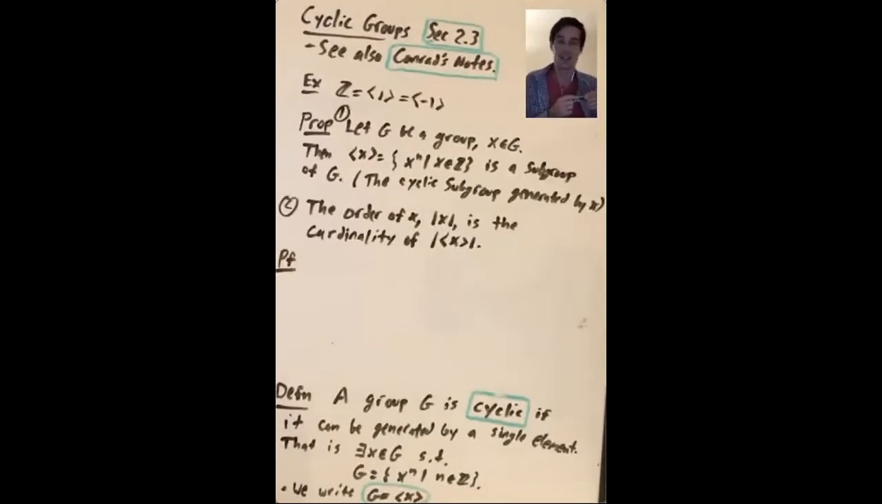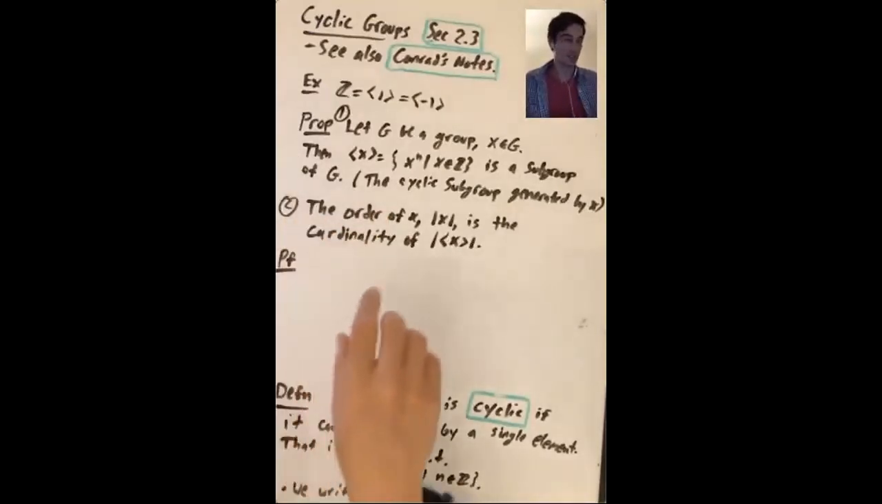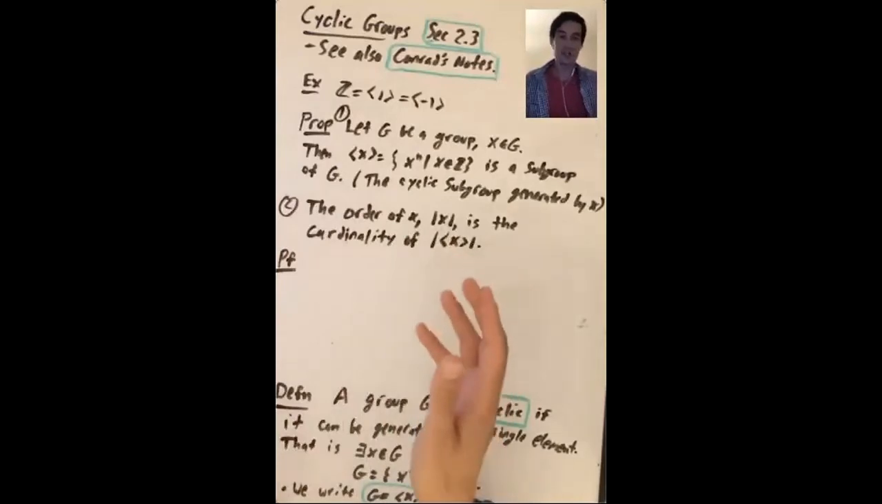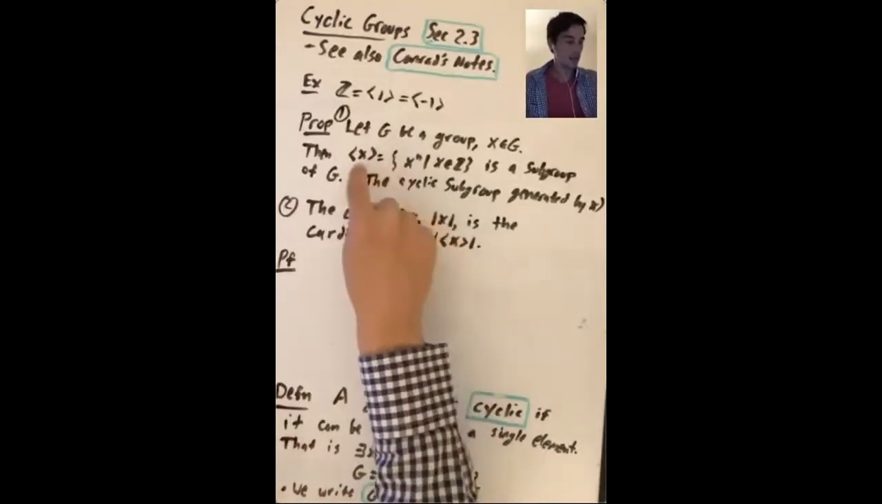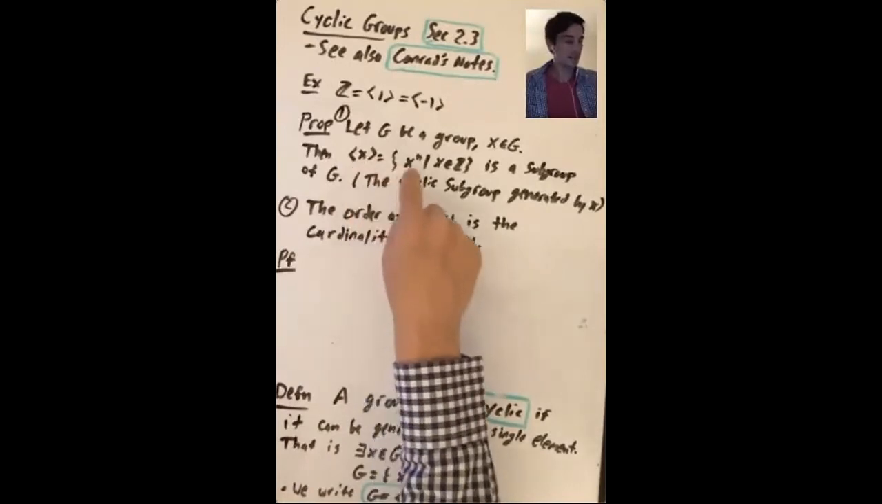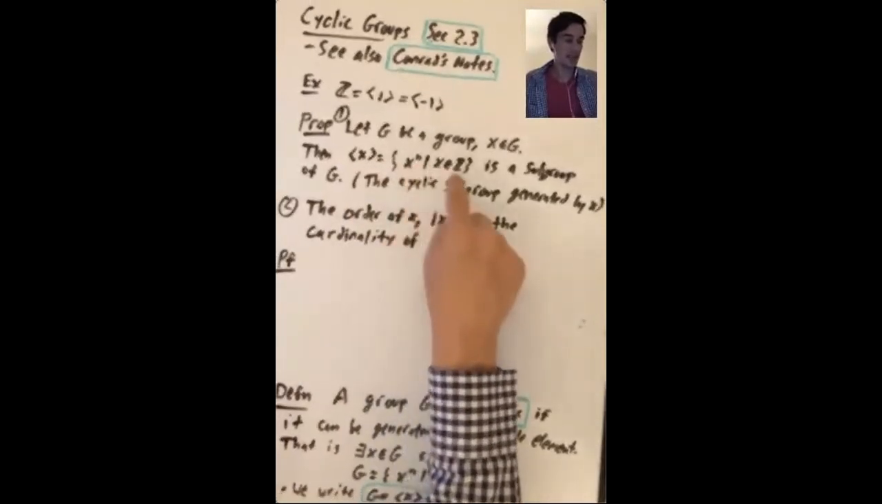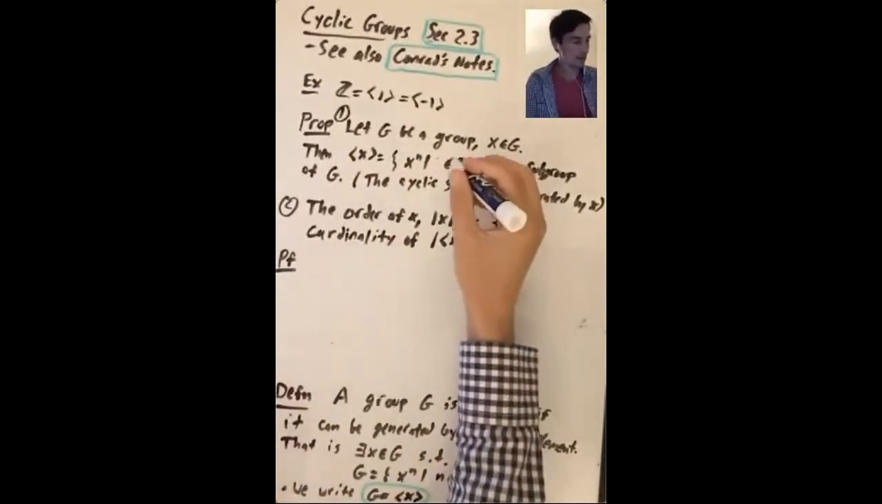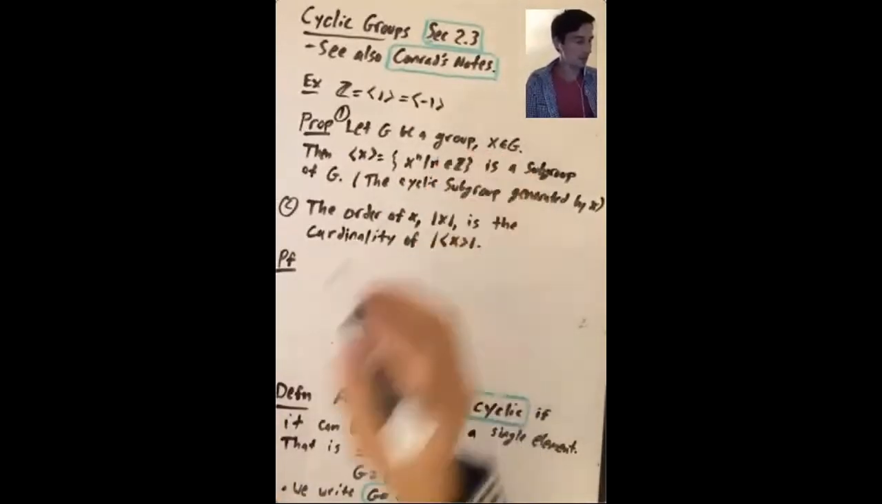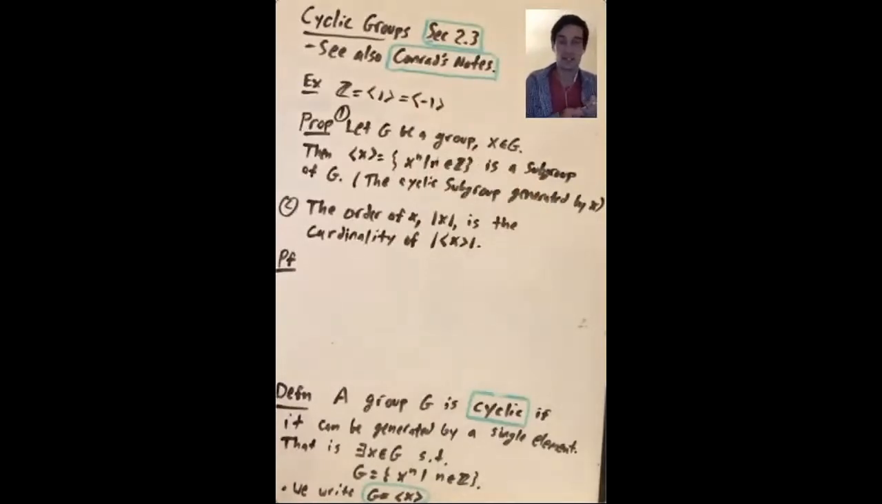Okay, so why did I start this video with a discussion of the order of an element? Well, that comes from this proposition. Let's say G is a group and x is an element of G. Then this angle brackets x is the set of all things that can be written as x to the n where n is in Z. This is a subgroup of G. This is called the cyclic subgroup generated by x.